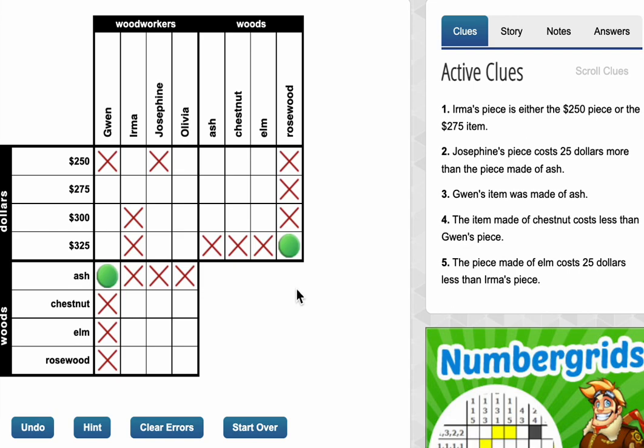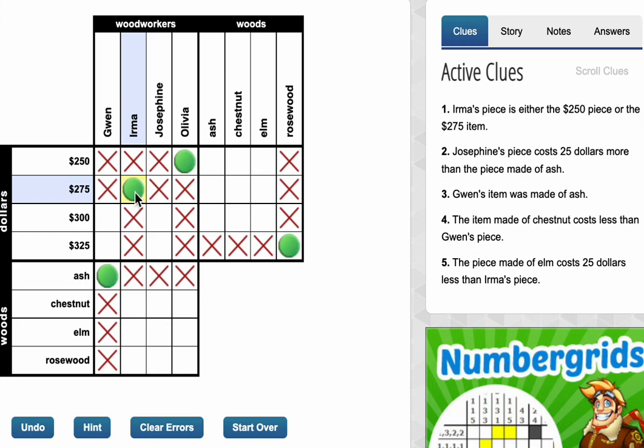But also, if Irma's piece costs more than something else, then it can't be the cheapest one. So that means Olivia's is the cheapest one. All right. Now, by putting in that last X here, I narrowed Irma down to being the $275 piece.